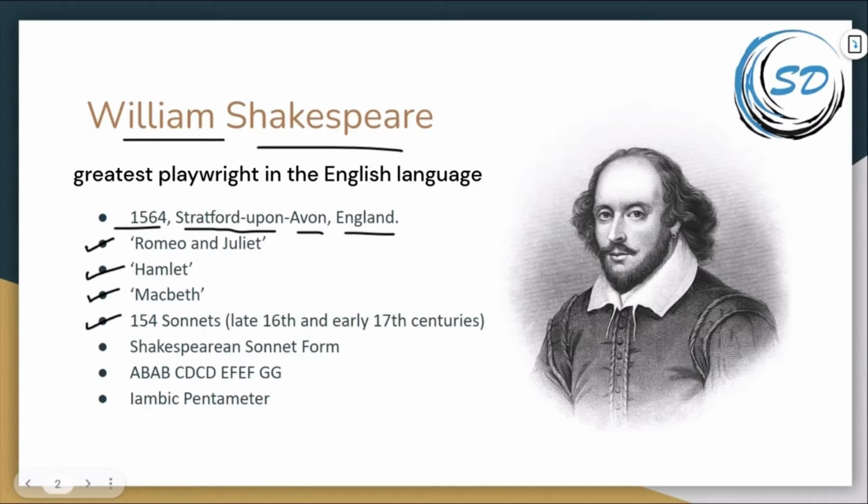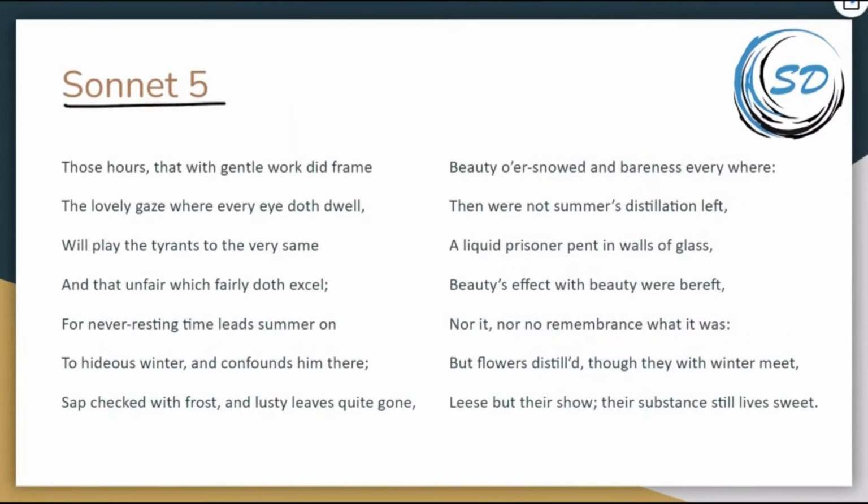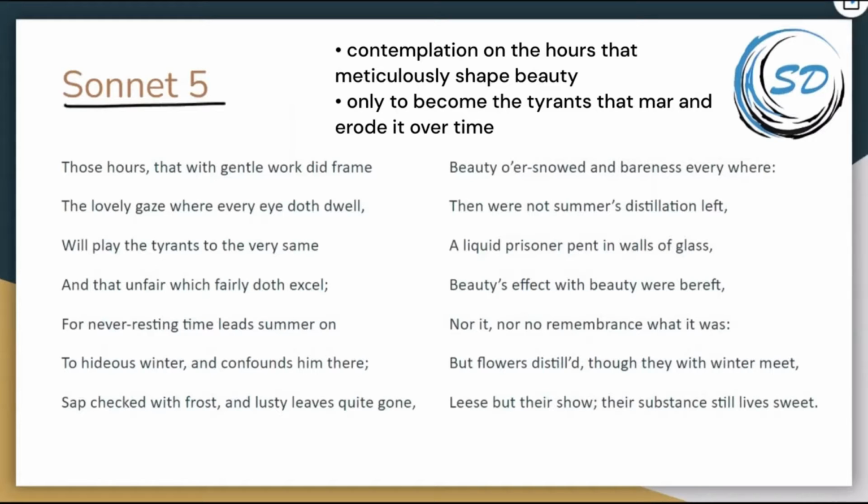Shakespeare's sonnets are a collection of 154 poems written in the late 16th and early 17th centuries. They are written in iambic pentameter, which gives his poetry a natural and melodic flow, enhancing the overall musicality of his verses. Sonnet 5 opens with contemplation on the hours that meticulously shape beauty, only to become the tyrants that mar and erode it over time.